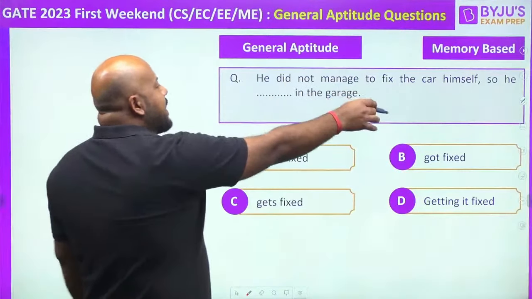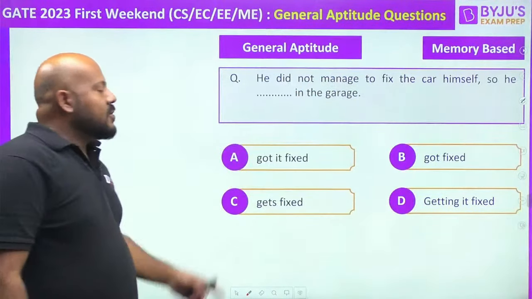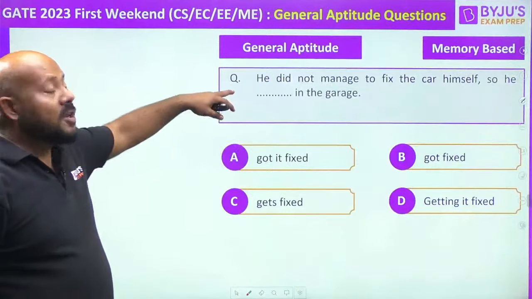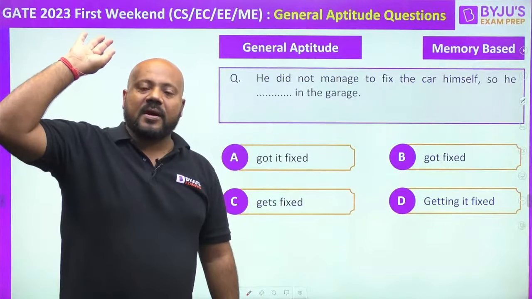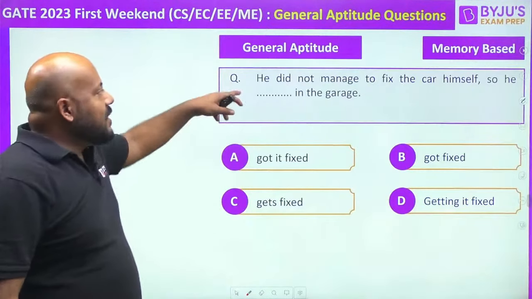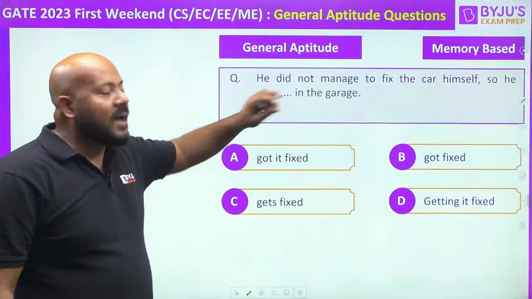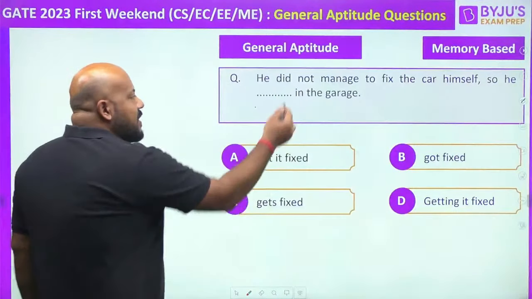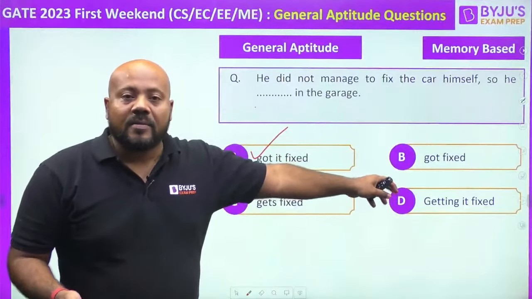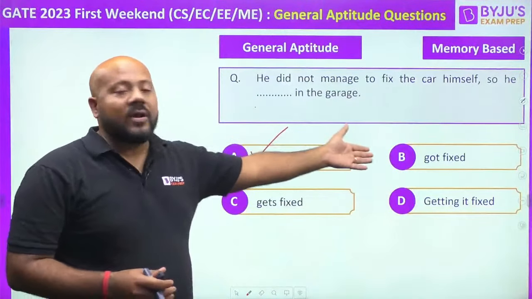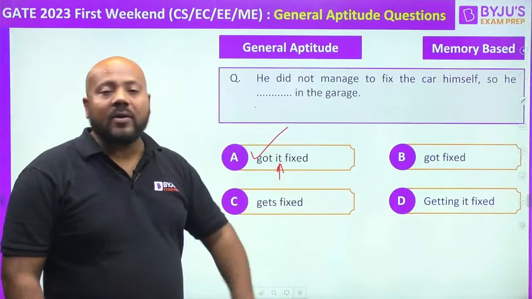He did not manage to fix the car himself, so he. Now he is talking about the past tense. पुरानी कोई बात बता रहा है, दुखी आत्मा है. He did not manage to fix the car himself, so he blank in the garage. Got it fixed in the garage is correct. Got fixed in the garage is wrong, because you have to mention a pronoun here, some reference here. That reference is given by it. It is acting as a pronoun here.